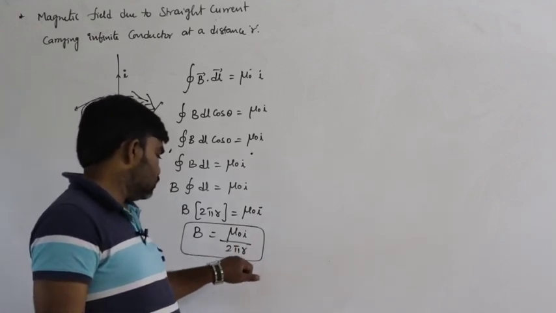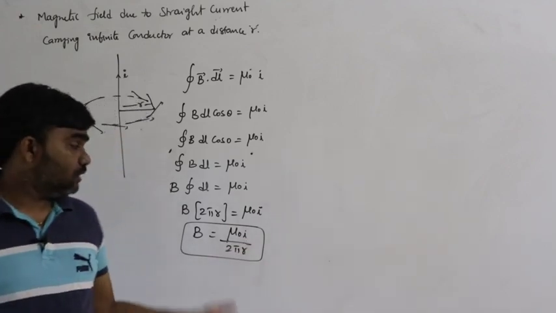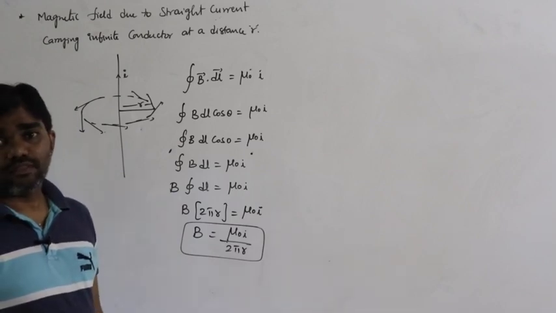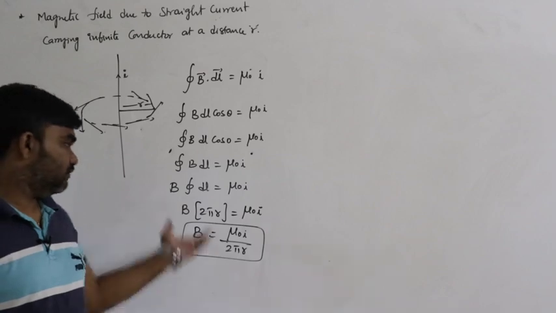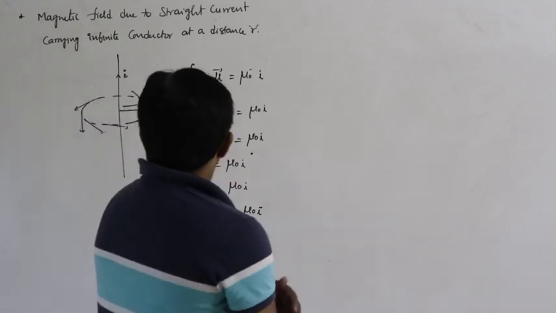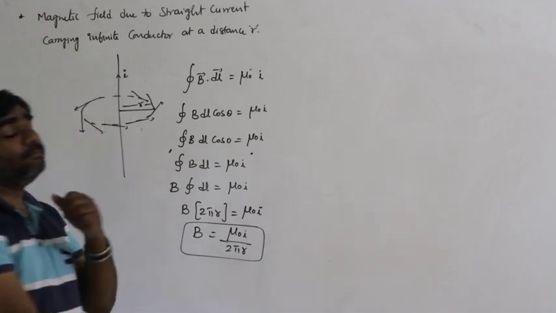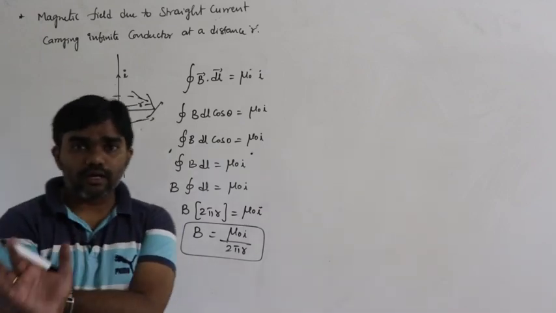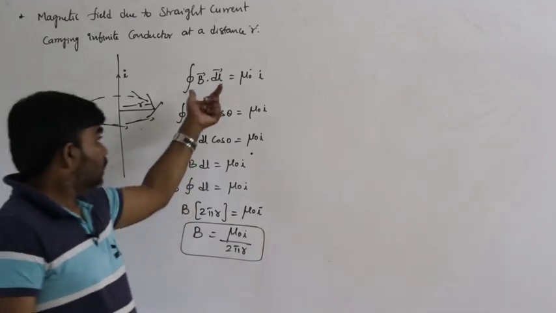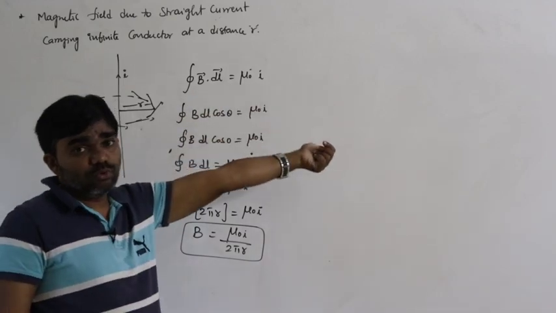B is equal to mu naught I by 2 pi r. That is the magnitude of the magnetic field. That is the situation. So, by using Ampere's circuital law, how can you calculate the magnetic field? This is the situation, simple way. Integral of B dl is equal to mu naught I.